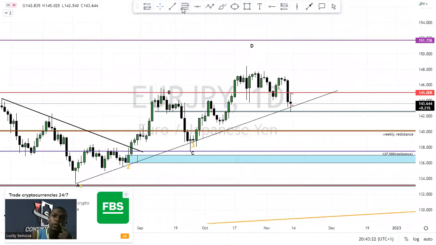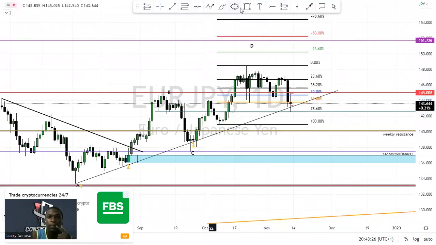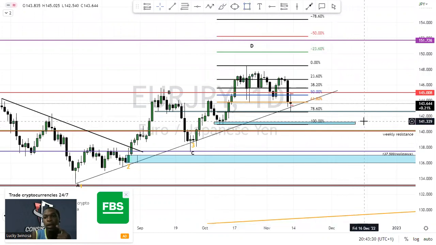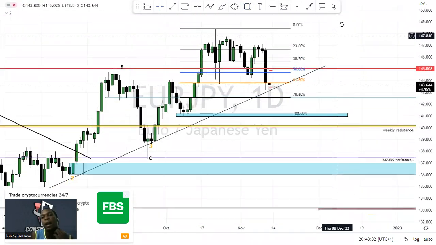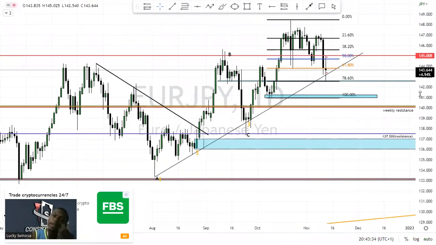Until price takes out the 100% of this leg, thereby reaching out for these lows down here and taking them out, that is when I'll flip bullish. Now, like I always tell my guys, a trend line being broken does not mean the trend has changed. Please write that down. A trend line being broken doesn't mean the trend has changed, guys.